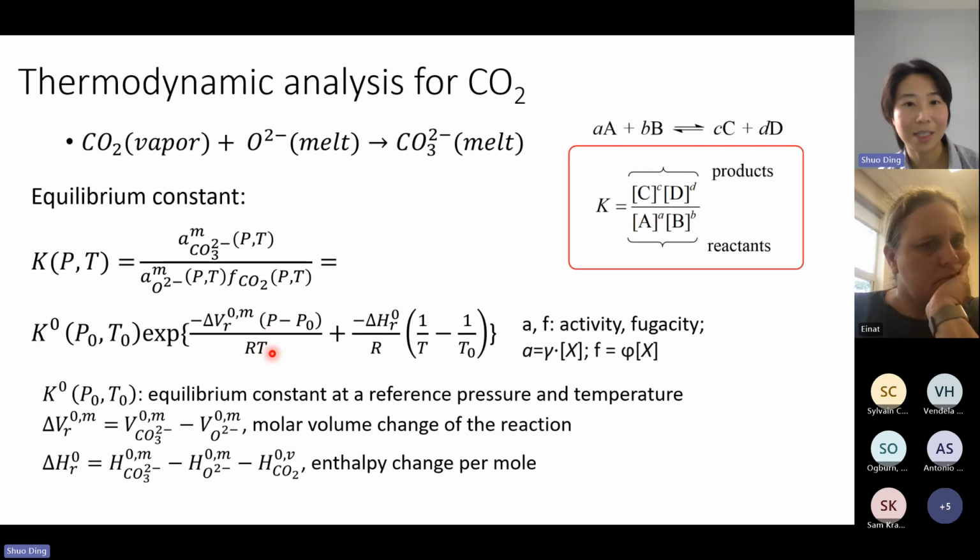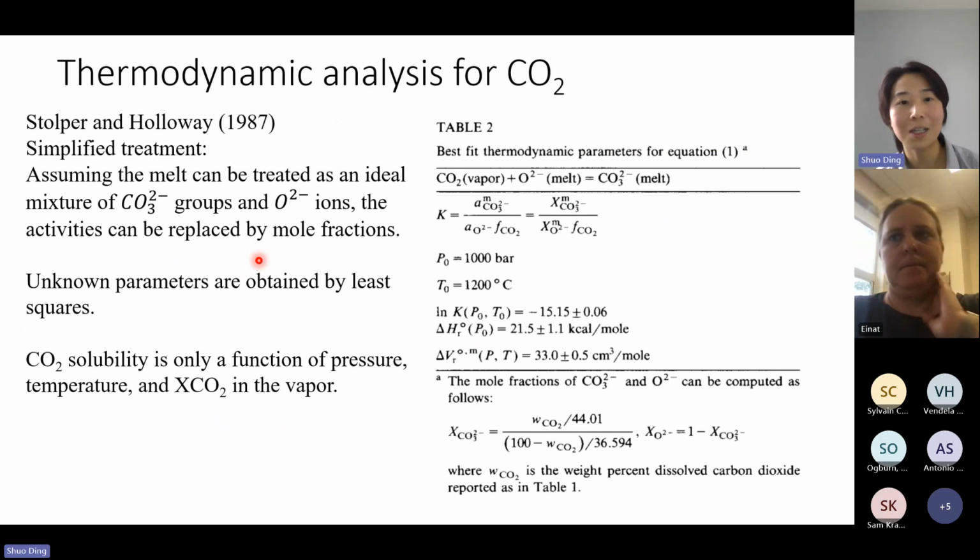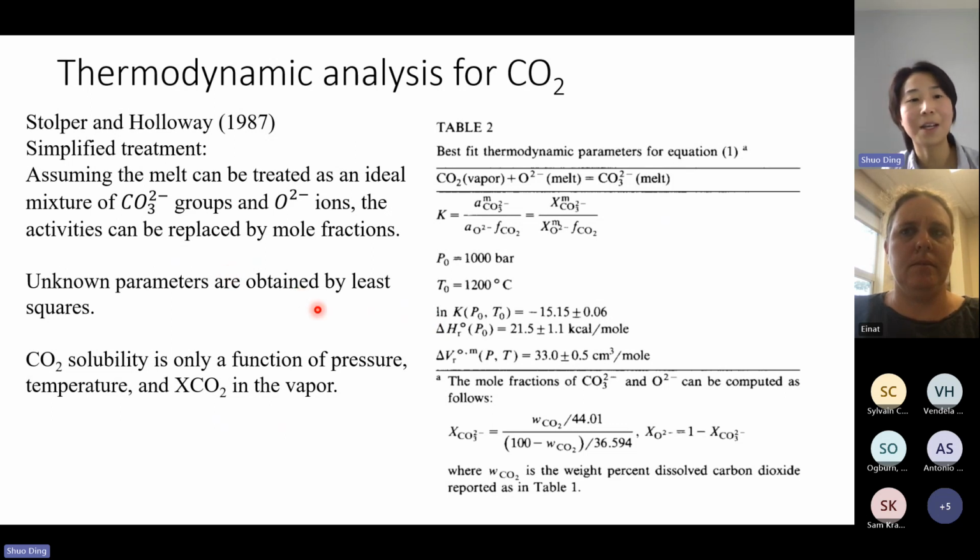It's pressure and temperature, and the reference pressure and temperature; you can give a reference pressure and temperature. In this way, this study used a lot of experiments and least squares to regress for the unknowns. The unknowns are basically the K0, V0, and the H0. So then we got a formulation of the CO2 solubility.